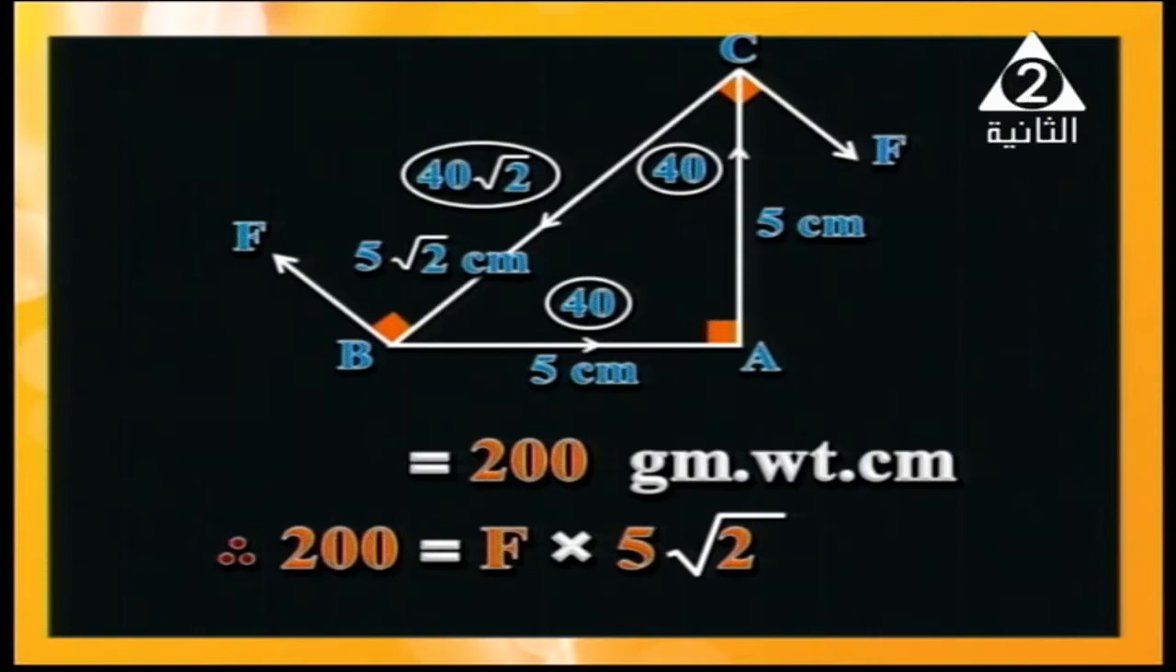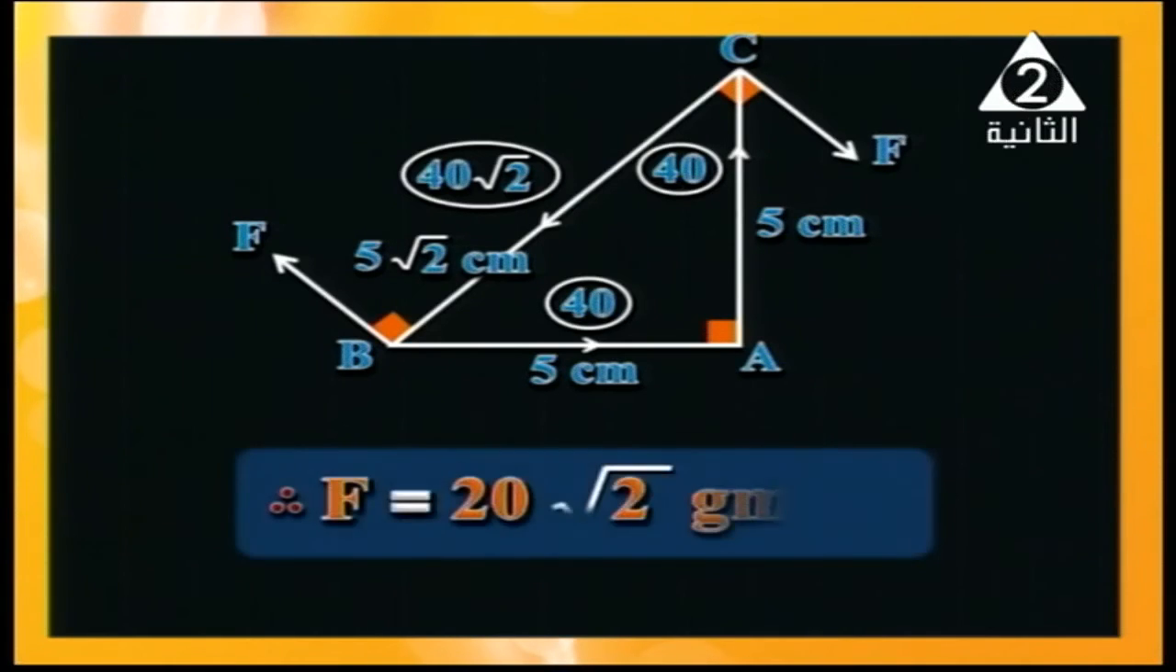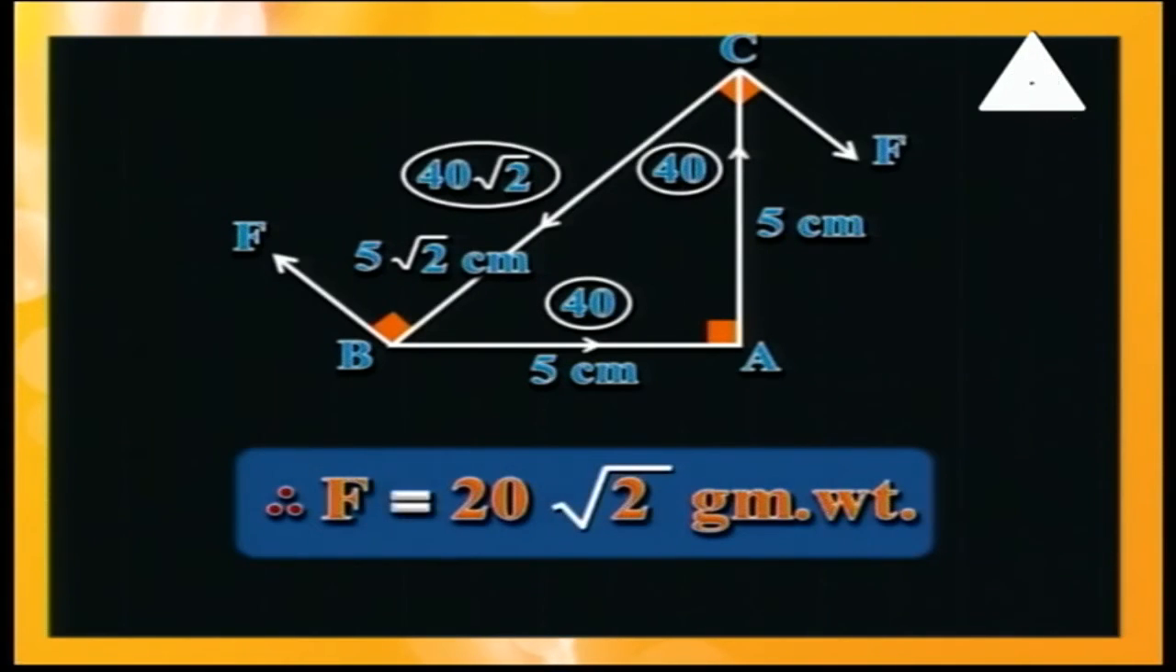Therefore, my dear student, 200 must equal F times 5 root 2. The value of F equals 20 root 2 gram weight, the value of the force. My dear student, in this example, we find the force which is equivalent to the couple.